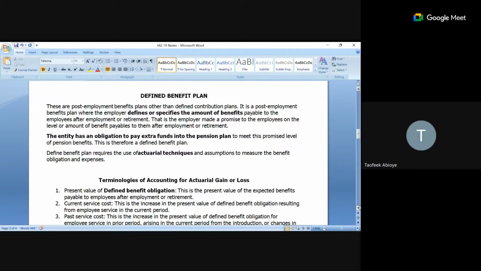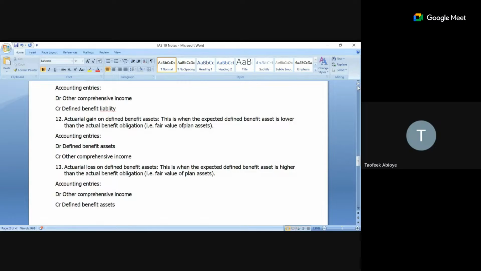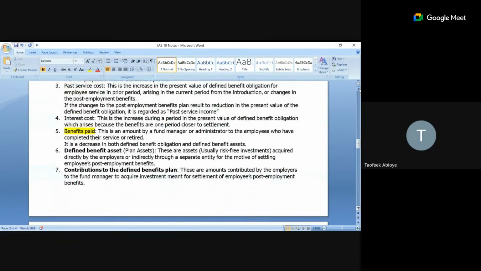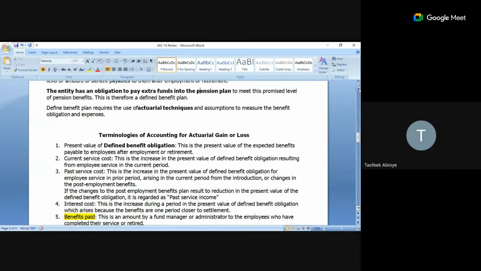Please, let's listen very well. So there are terminologies that we must understand, because that's how we are now going to calculate our actuarial gain or loss.